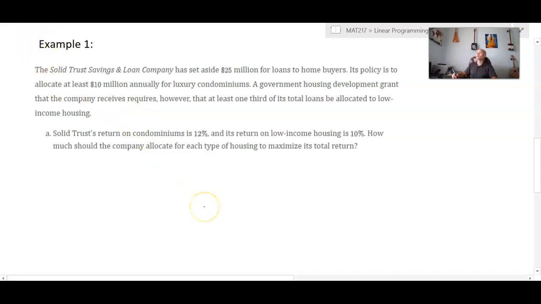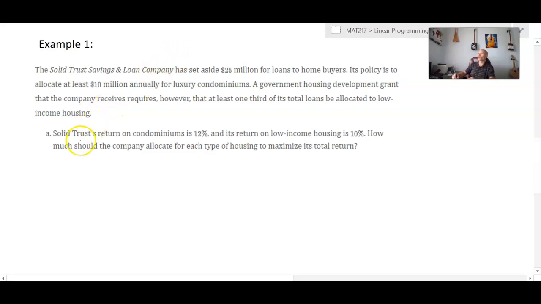First problem. The Solid Trust Savings and Loan Company has set aside $25 million for loans to home buyers. Its policy is to allocate at least $10 million annually for luxury condominiums. A government housing development grant that the company receives requires, however, that at least 1/3 of its total loans be allocated to low-income housing. Solid Trust's return on condominiums is 12% and its return on low-income housing is 10%. How much should the company allocate for each type of housing to maximize its total return?